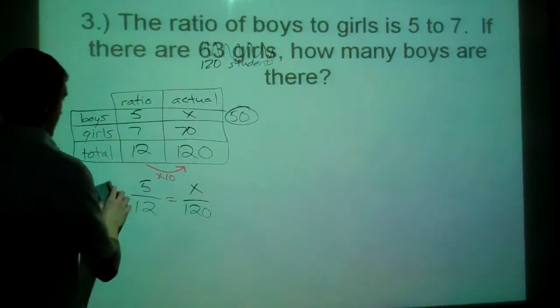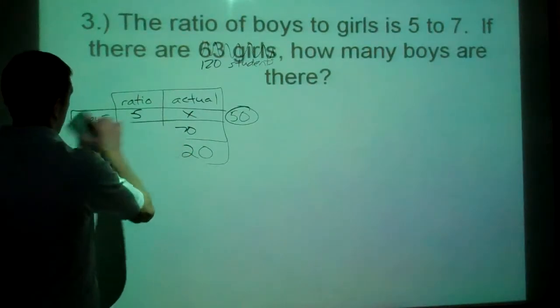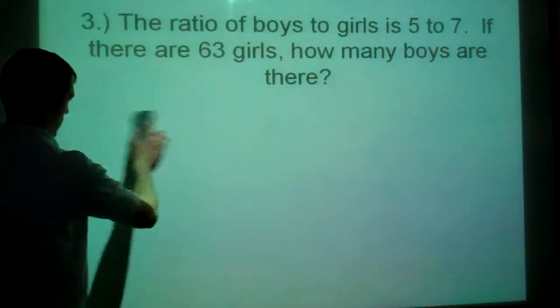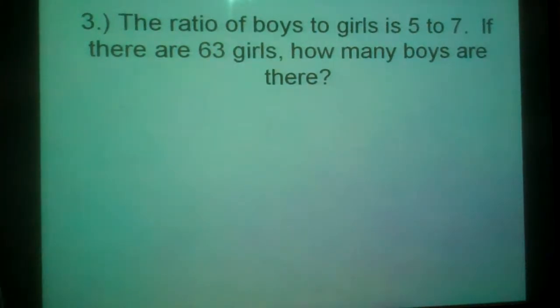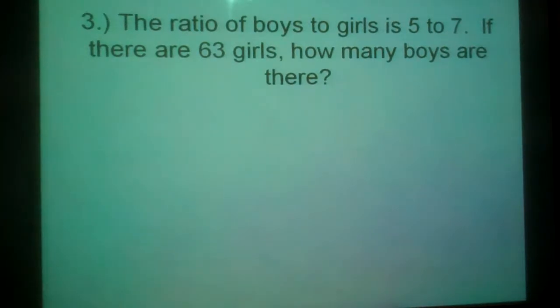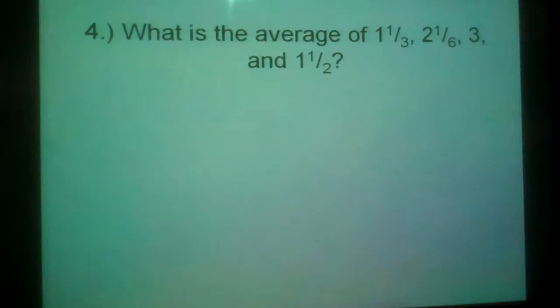Alright, so that's a different scenario, but that is another version of the test. So we want to make sure we see both of those ways. And remember that if they give us a total, we have to add a total row to our chart.